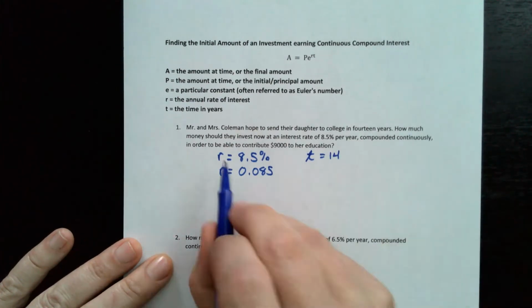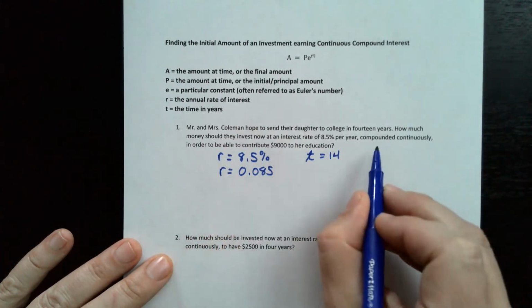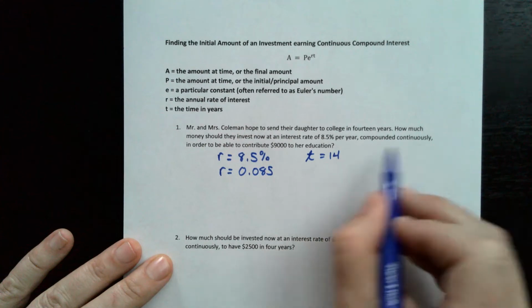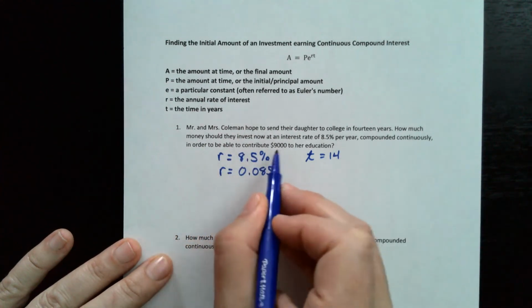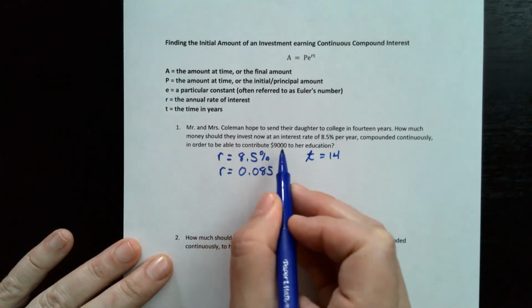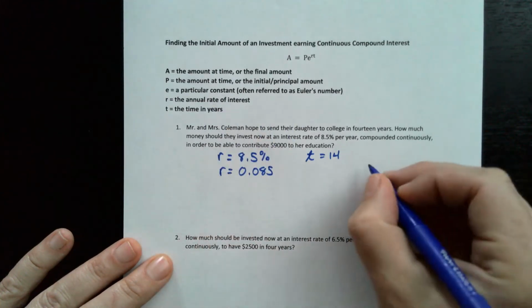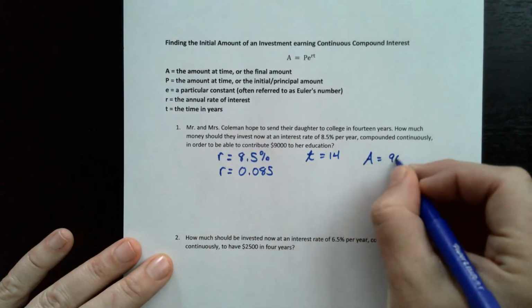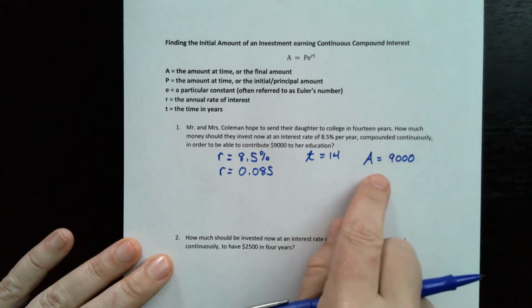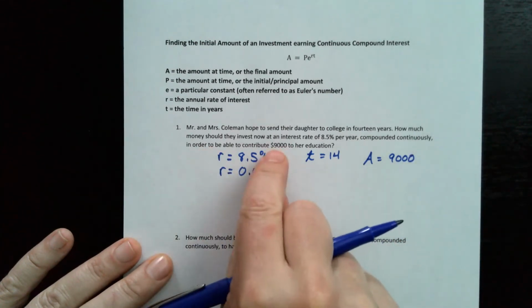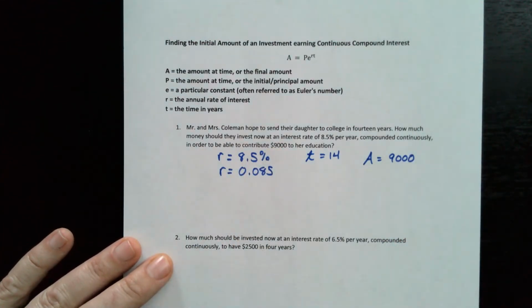And we know what we want to end up with. So it says compounded continuously in order to be able to contribute $9,000. So this is the amount after some time has passed. That's their A. So A is equal to 9,000. Okay. So how much should they put in now in order to get 9,000 back? So what we're looking for is P. That's the only unknown.